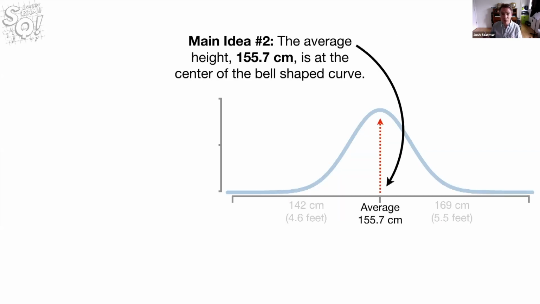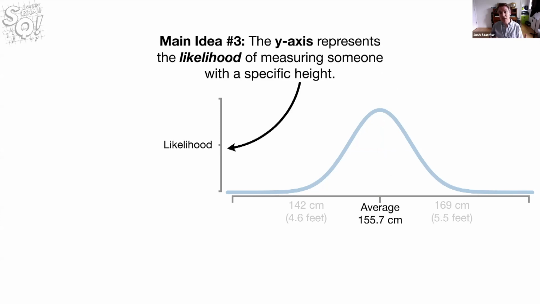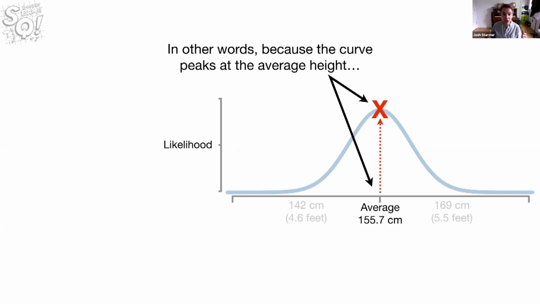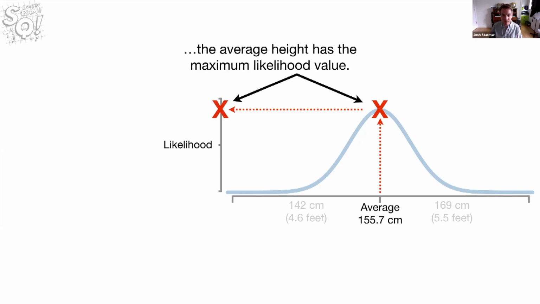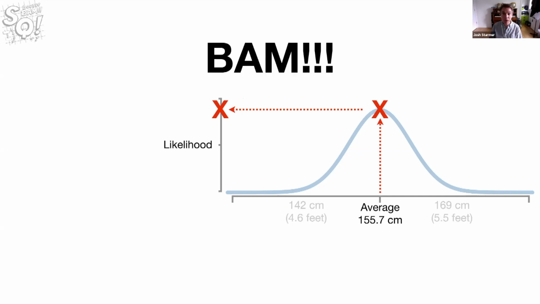The main idea number two is that the average height, 155.7, is at the center of the bell-shaped curve. And main idea number three, the y-axis represents the likelihood of measuring someone with a specific height. In other words, because the curve peaks at the average height, the average has the maximum likelihood value. Bam!